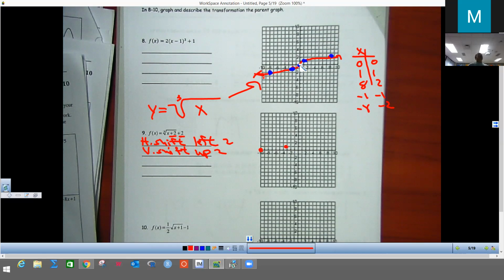Then I take this point at (0, 0). I go left 2, up 2. That's going to be at (-2, 2). And (1, 1) is going to go left 2, up 2, so that's going to be at (-1, 3). And then this (8, 2), if I go left 2, that's 6, and up 2 is 4. So (6, 4). And then I'm going to draw this graph just like I did the other one. They should look identical, just moved left 2 and up 2.